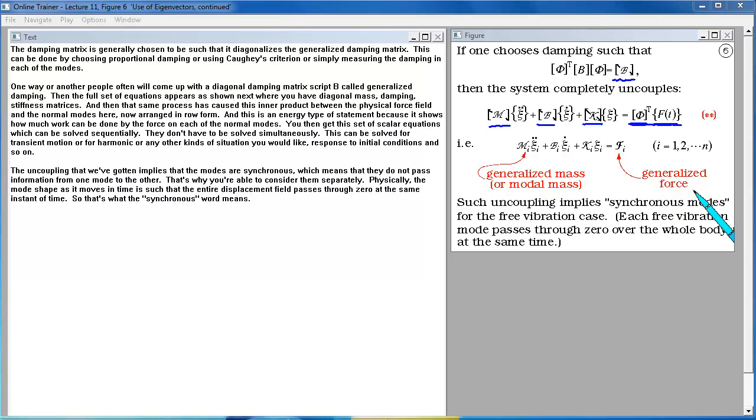That's why you're able to consider them separately. Physically, the mode shape as it moves in time is such that the entire displacement field passes through zero at the same instant of time. So that's what the synchronous word means.